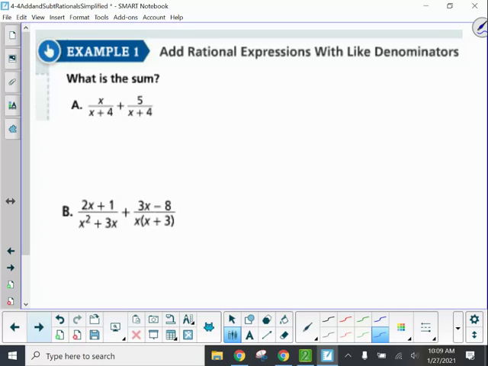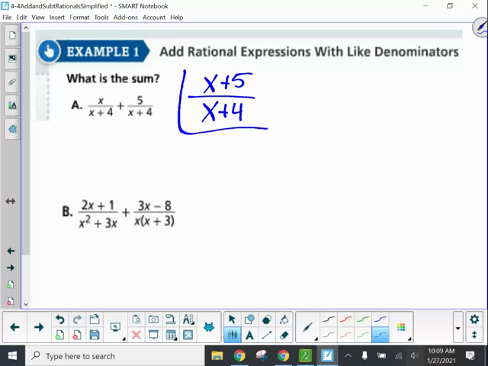So if we look at part A of example 1, it's asking us for the sum, so we have addition as our operation. Both of the denominators are x plus 4, so that is going to carry through into my answer. And since the denominators are the same, I can go ahead and add the numerators together. So x and then plus 5 is going to be x plus 5. And that is my solution.